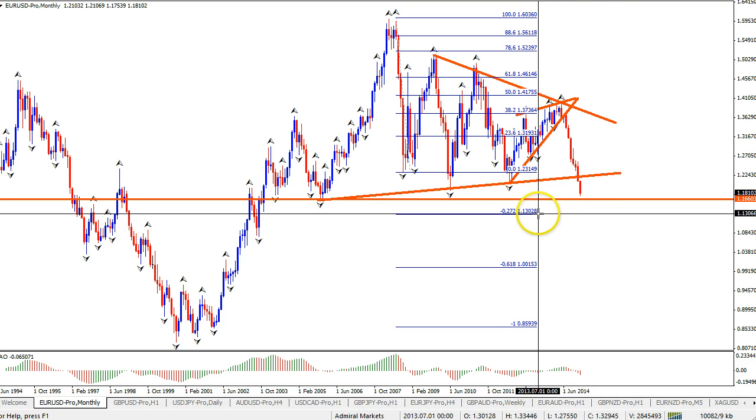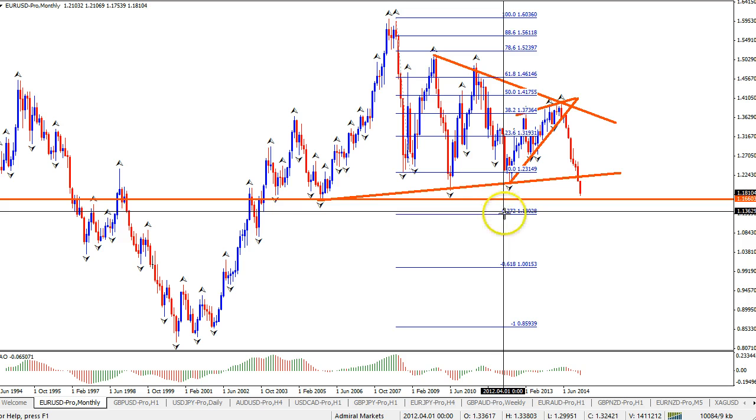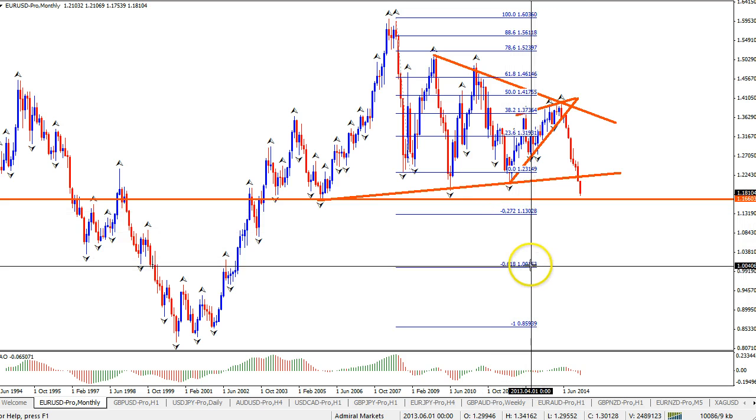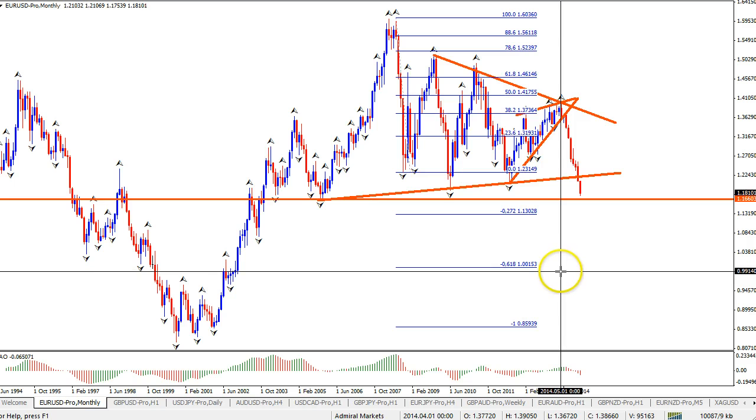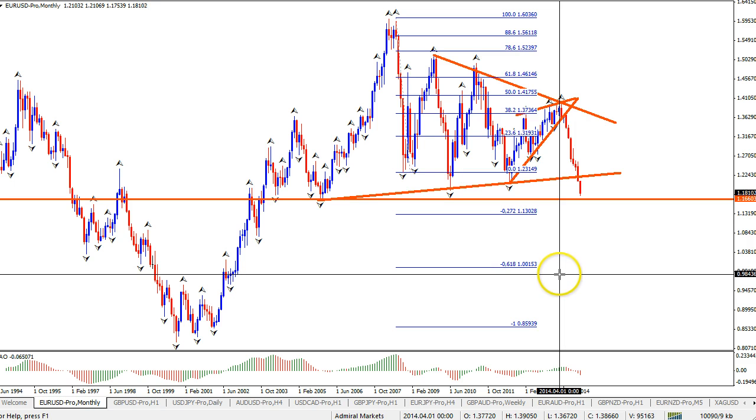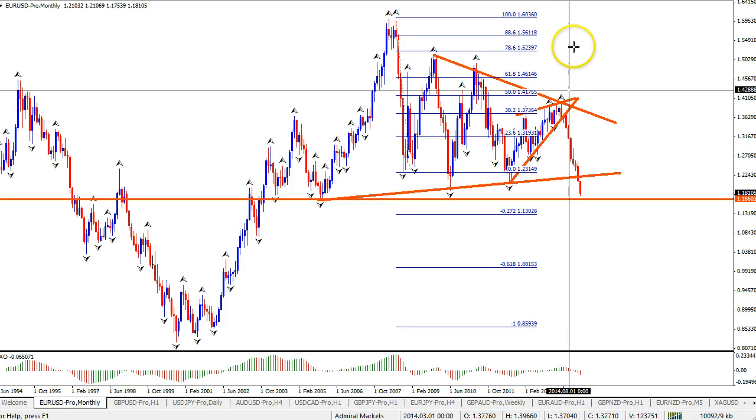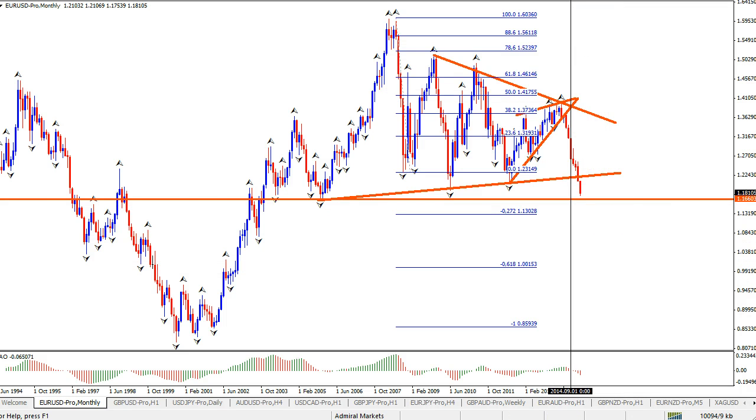The 113 is the primary target, the minus 272 target, and the minus 618 perhaps even this year. It seems a bit far for the moment, but that is something in the back of my mind that price could get there eventually, is parity. So looking for downside at the moment, in my opinion.